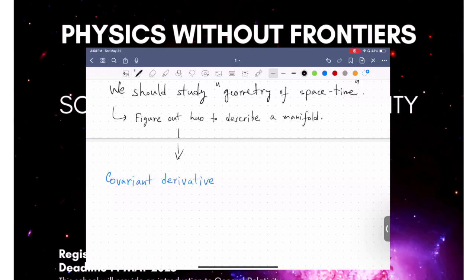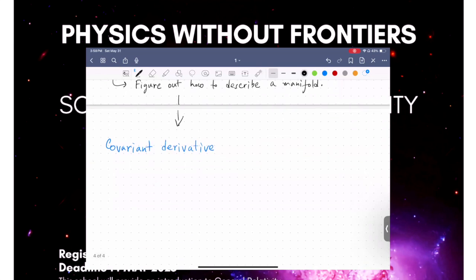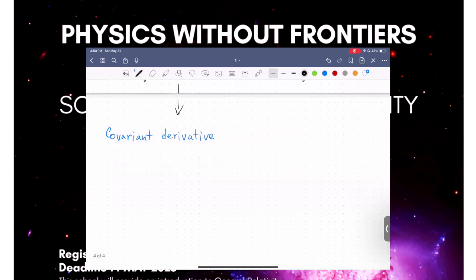This question: are covariant derivatives somehow related to tensors? Yes, they are. I'm going to start by talking about tensors and why partial derivatives fail in that regard.